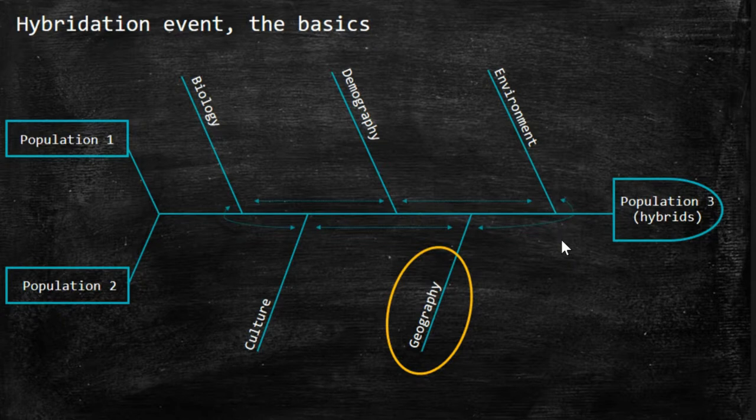There are many parameters that are known to have an effect on admixture processes: biology, demography, environment, culture, since we are talking about human groups, and geography. We also know that they influence each other at different levels. This time we are going to talk about geography, and in this model we understand geography as the spatial arrangement of population and its mobility.